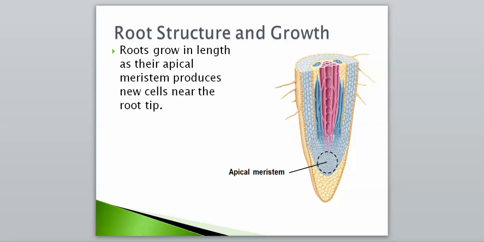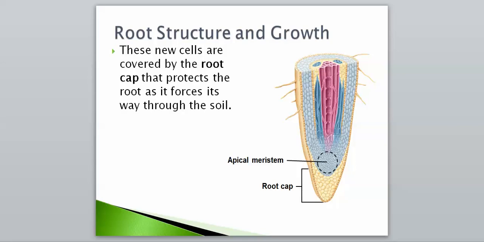And then, so those are our main kind of tissue. So now we're going to look at where growth occurs. Roots grow in length as their apical meristem produces new cells near the root tip. So this area down here where this circle is located, that's where all the new cells are going to be made that will help the root grow, because if the root never grows, a plant would never grow. So the roots grow right here at the tip, and these new cells are covered by the root cap, and that protects the root as it forces its way through the soil.